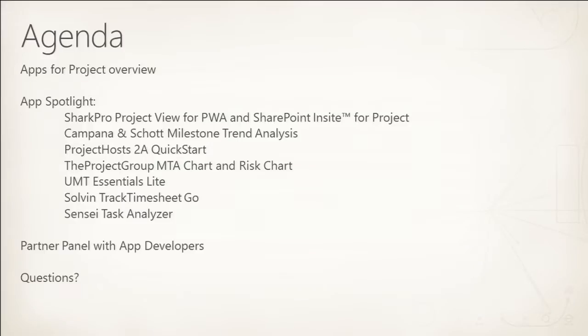Then we have seen 3 apps from TPG. Stavros is right here as well. MTA chart, risk chart, and WBS chart. Then Ben presented, where are you? Right here. Okay, he showed the UMT Essentials slide. I like the naming, by the way. Solvin, we are representing Solvin here in this case. And Sensei Chet is here.